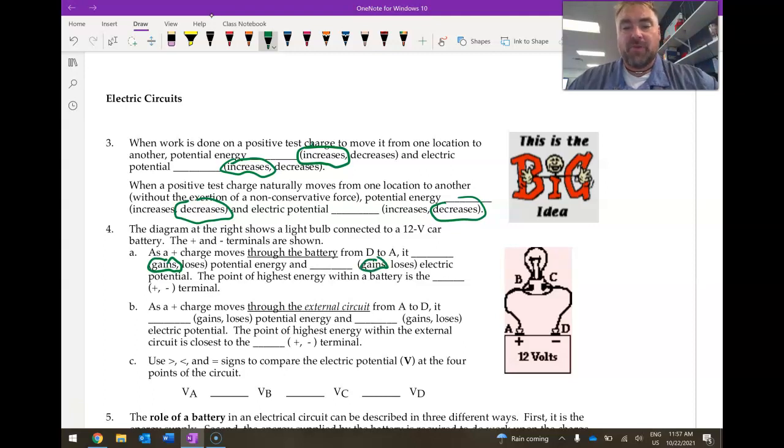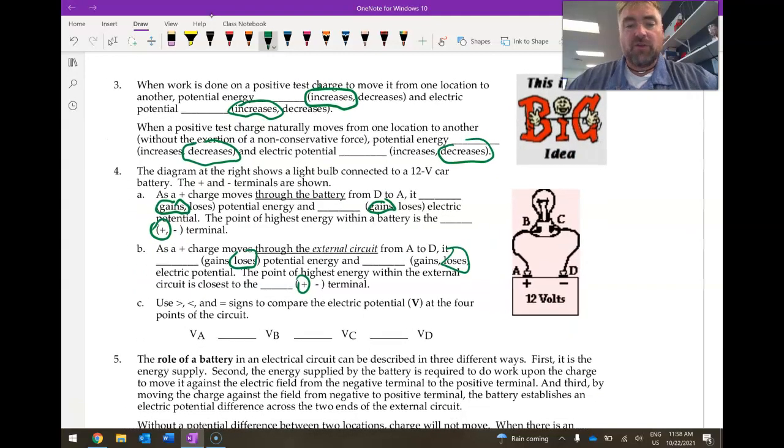The highest point of the battery is the positive terminal. Now, if it goes from A to D outside of the battery, it is going to lose potential energy and lose electric potential. And the highest point there is, again, still the positive terminal. It just naturally flows outside of the battery from A to D, and then we have to force it to go from D back through the battery.